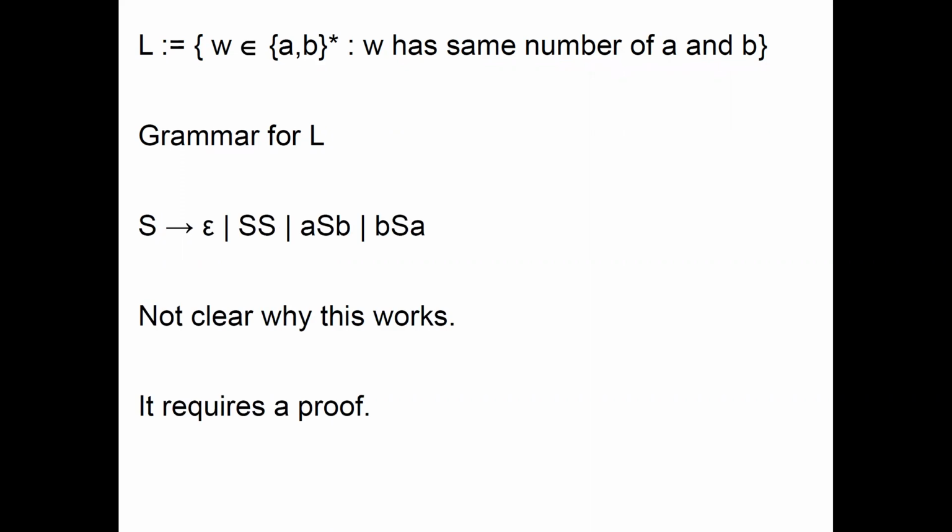Here is a grammar. S goes to epsilon, S goes to SS, S goes to aSb, and S goes to bSa. Now I claim that the language of S is L, but it's not clear that this works. It requires a proof. If it's not clear, it requires a proof.